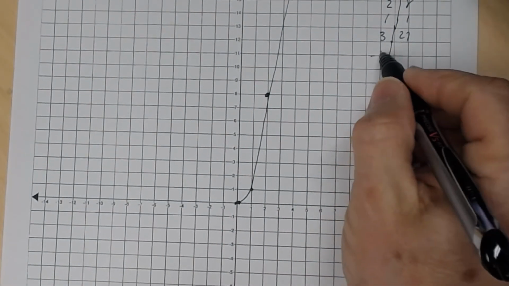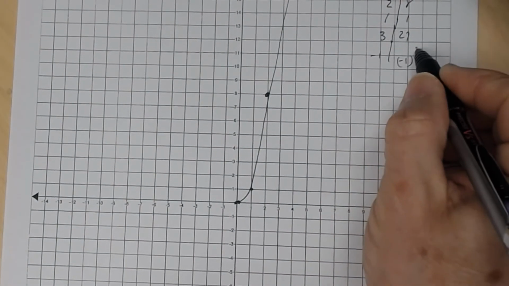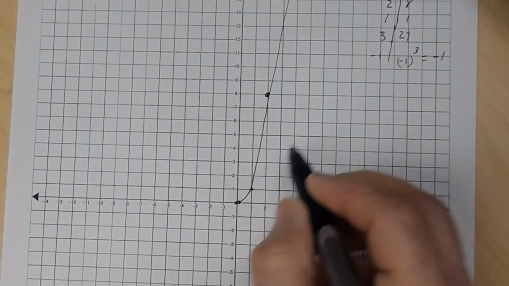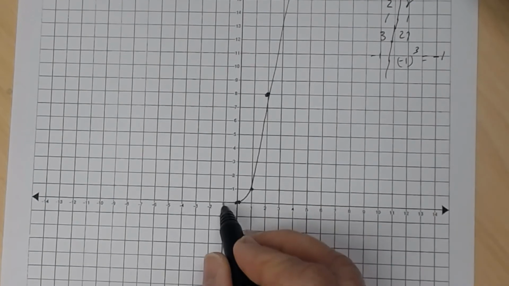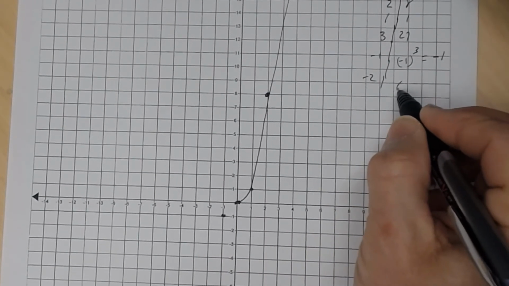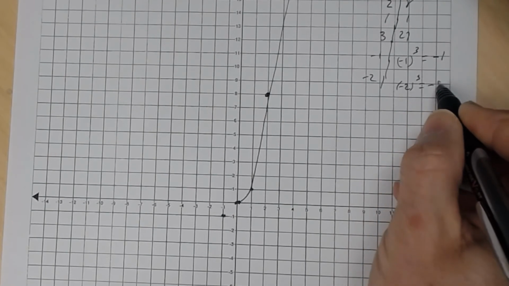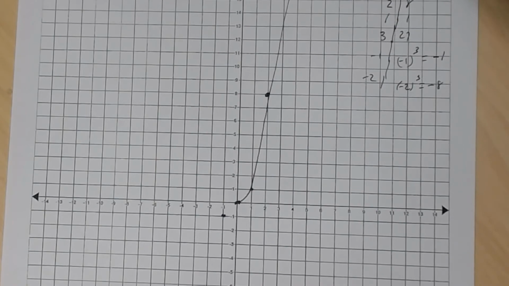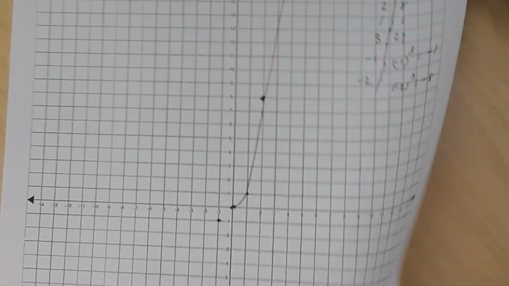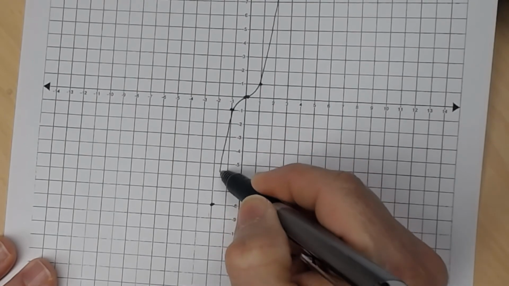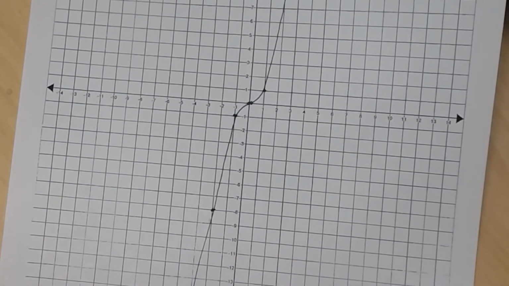Let's go on this side. If x is -1, I get -1 cubed, which is -1, so -1 is right here. If x is -2, I get -2 cubed, which is -8. Again, I have this. Now, notice what happens.